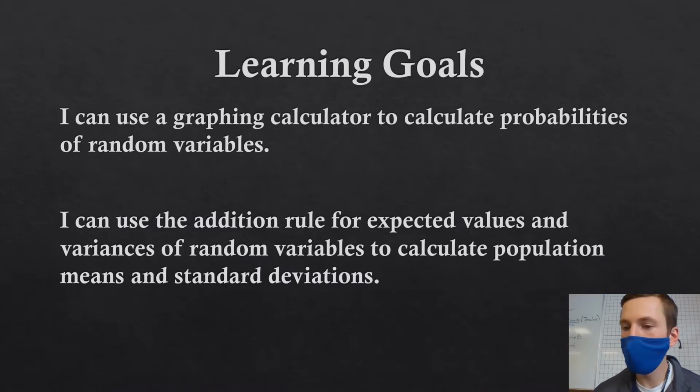So the learning goals for chapter 15, of course we want to define what a random variable is, but then we want to be able to calculate probabilities of random variables using a calculator. And we also want to use the addition rule for expected values and variances of random variables to calculate population means and standard deviations. That's a lot of words, but you're going to see here in a moment, it's really not too complicated.